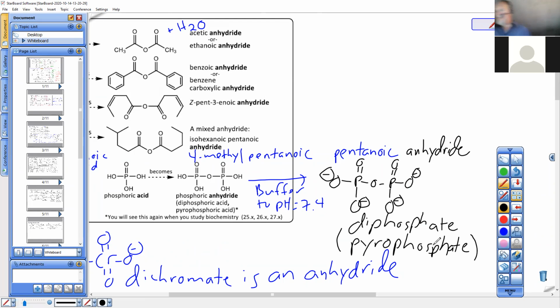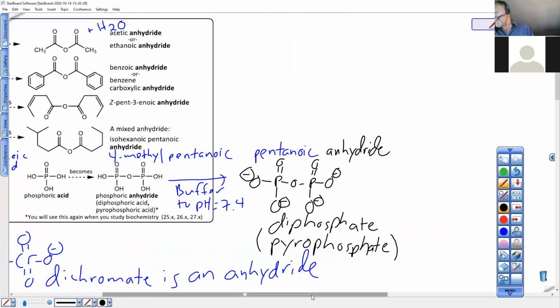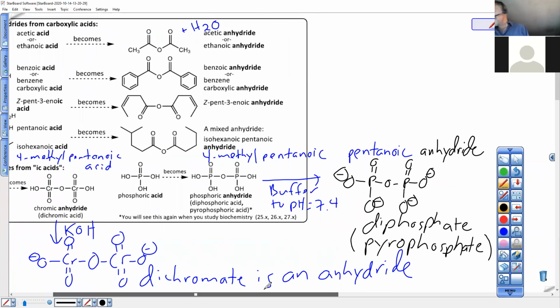Pyrophosphate implies that it was made using heat. A pyromaniac is somebody who loves fire. So pyrophosphate is another name for diphosphate. You need to know that.